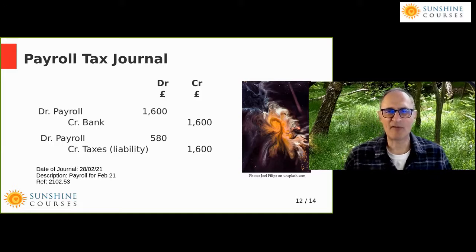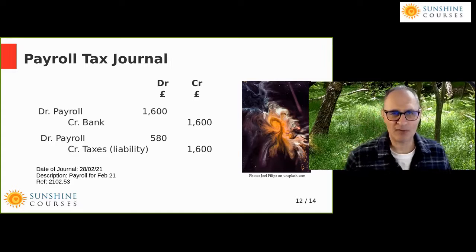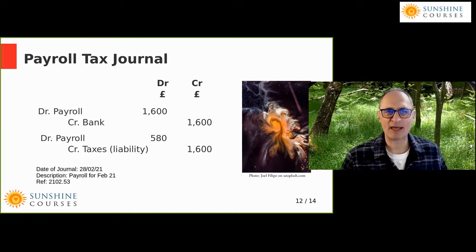And then when we pay the government next month, the entry will be credit bank, because we've paid the money out to the government, we've reduced an asset, credit bank, debit the accrual, the tax accrual that we set up with this journal, so that at the end of next month that disappears. And it may well be we'll set up a new accrual for the following month, but it all depends if we're paying payroll or not.